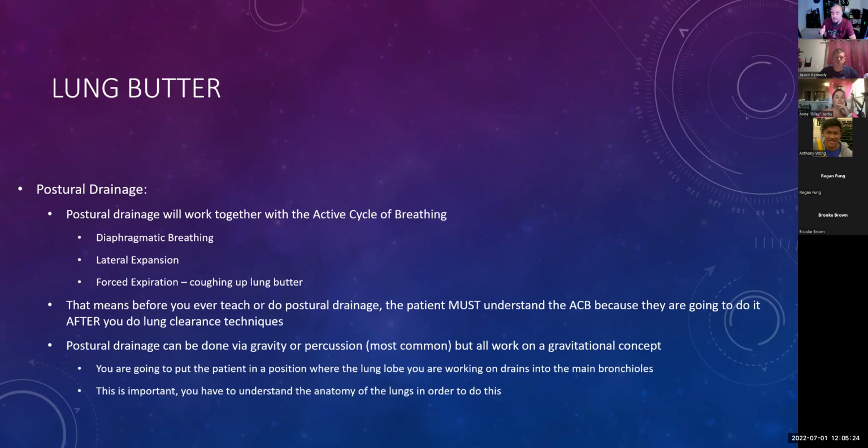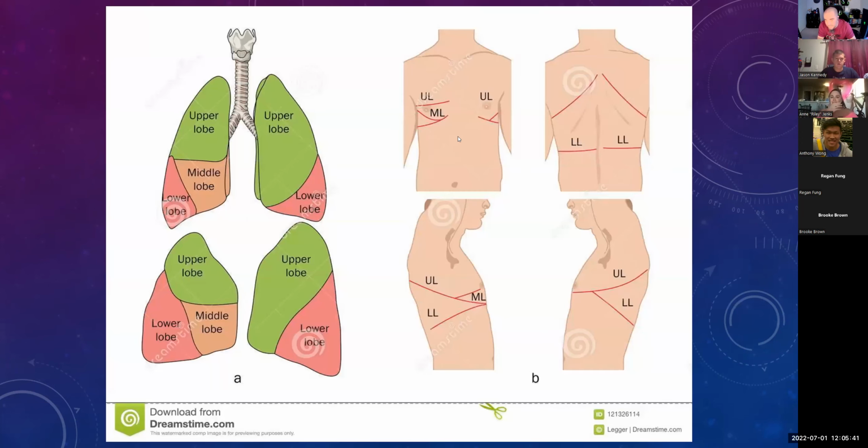Postural drainage can be done via gravity or along with percussion, but all of them work on a gravitational concept, meaning we're going to use gravity to drain specific areas of the lungs by the position we're putting them in. And for the most part, having a functional working idea of the anatomy of the lungs answers those questions. So if you remember where these lungs are located, that helps you know what position you need to put the patient in to drain them, right? Upper lobes, I'm more than likely going to have them more upright. Lower lobes, I'm probably going to have them in Trendelenburg.